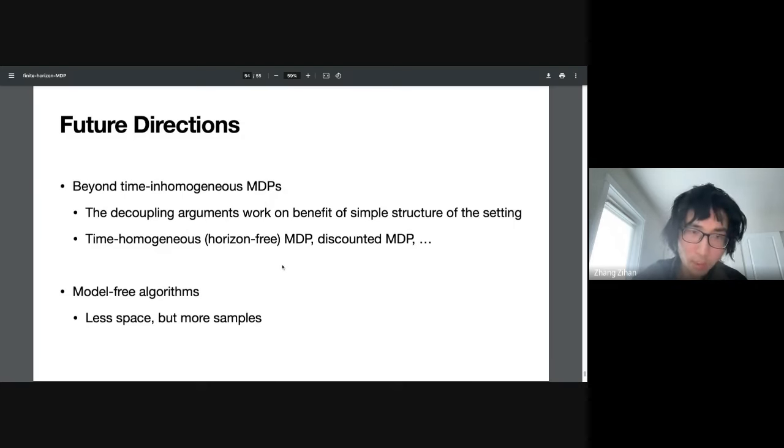The second direction is to study model-free algorithms. In this work, we use a model-based algorithm and decouple the random variables using the generative model. But in model-free algorithms, basically we think that the value function and the empirical transitions are naturally decoupled, but some initial samples have to be wasted. So how to avoid this wasting of samples is another very interesting problem.